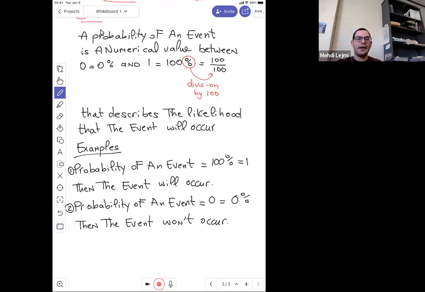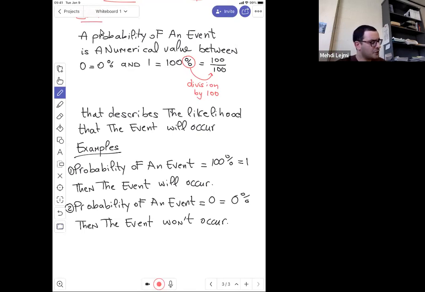Anyway, the idea is, what you need to keep in mind, guys, a probability is always a number between 0 and 1, or 0% and 100%. If you compute a probability and your answer is not between 0 and 1 or 0% and 100%, then you made a mistake. It's always a number between 0 and 1.